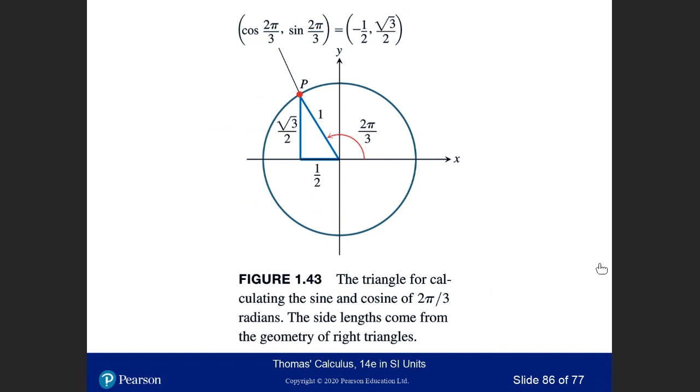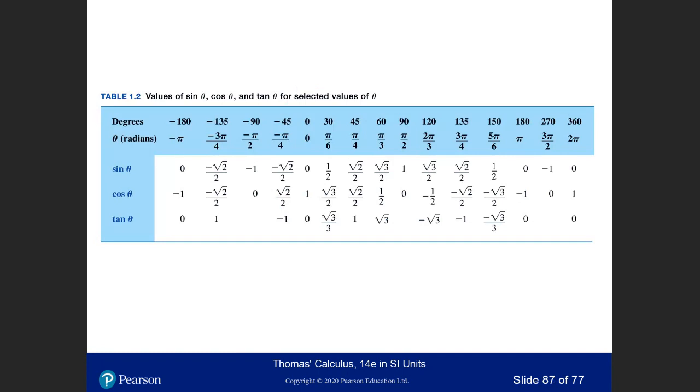Okay, there is another picture showing the values of sine and cosine. Now, if you have 2 pi over 3, greater than pi over 2, the cosine is negative, minus 1 over 2. That's 90 degrees plus 30 degrees. And sine is square root of 3 over 2. So you can write coordinates in terms of trigonometric functions.